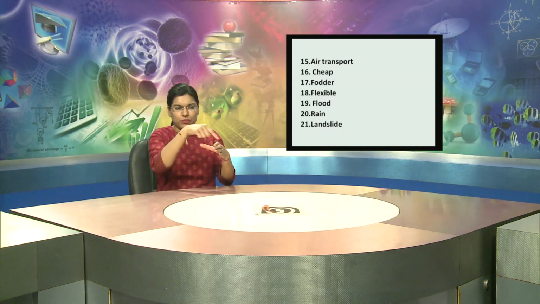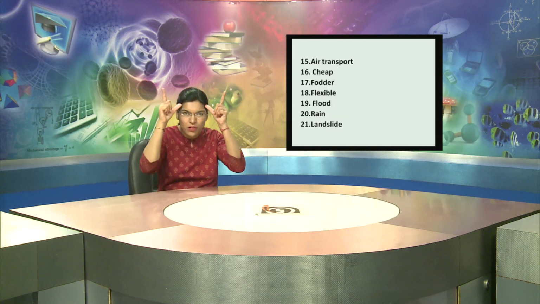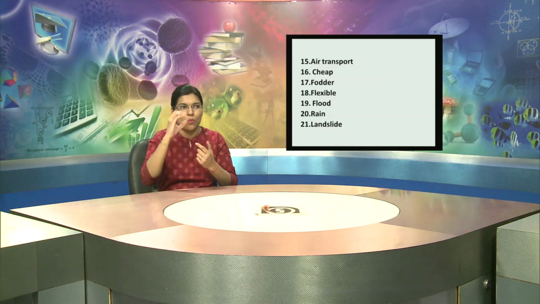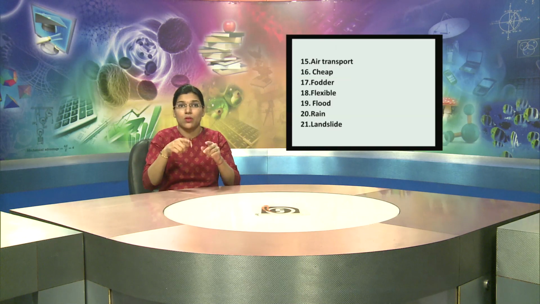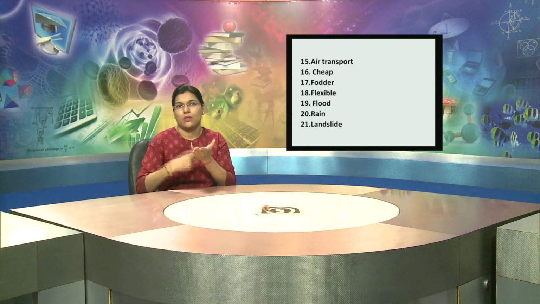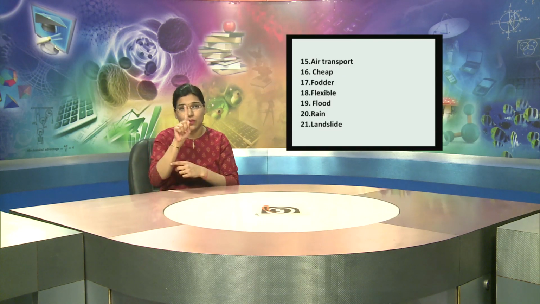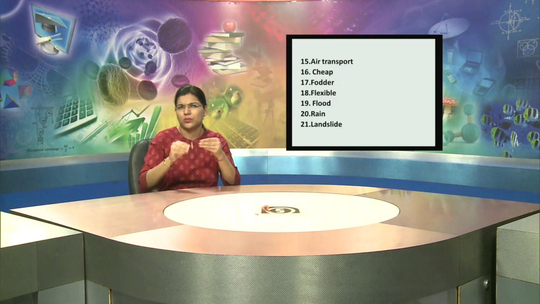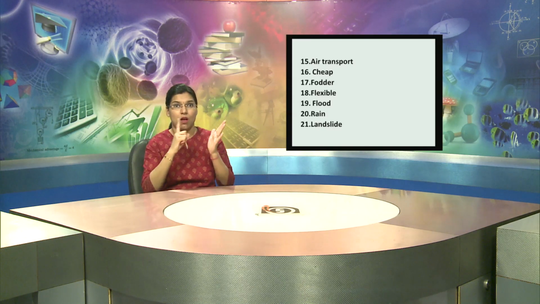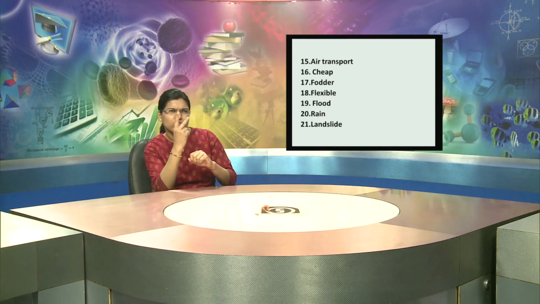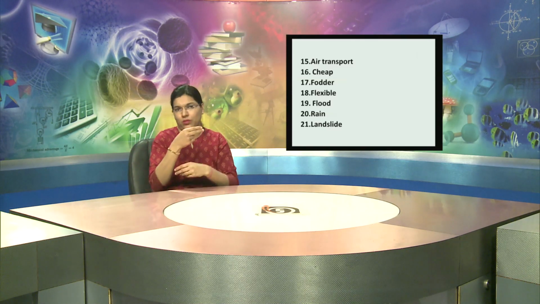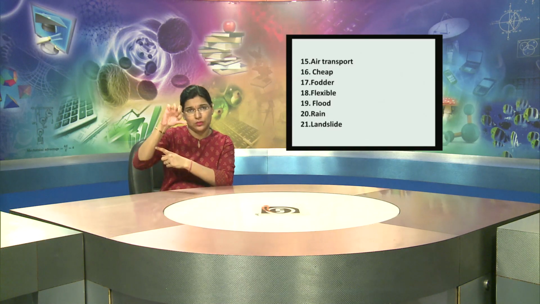17th word is fodder. The group of cows, oxen, buffalo. The group of all cows, oxen, buffaloes is named as fodder. 18th word is flexible. Similarly, a timetable is fixed and the changes are not possible. But if the changes are possible in the timetable, it is flexible.